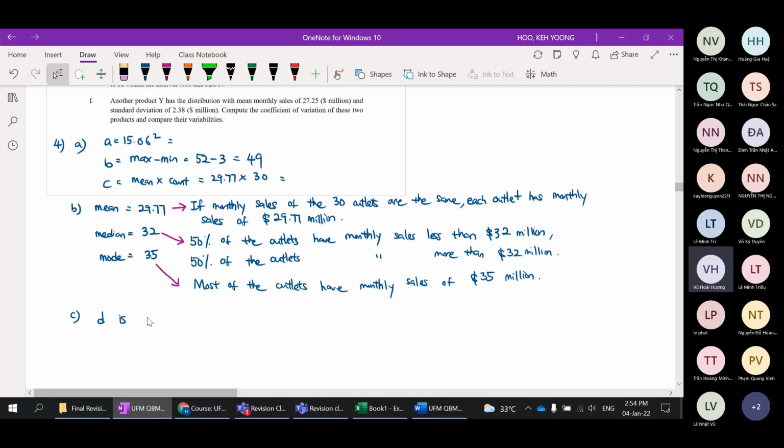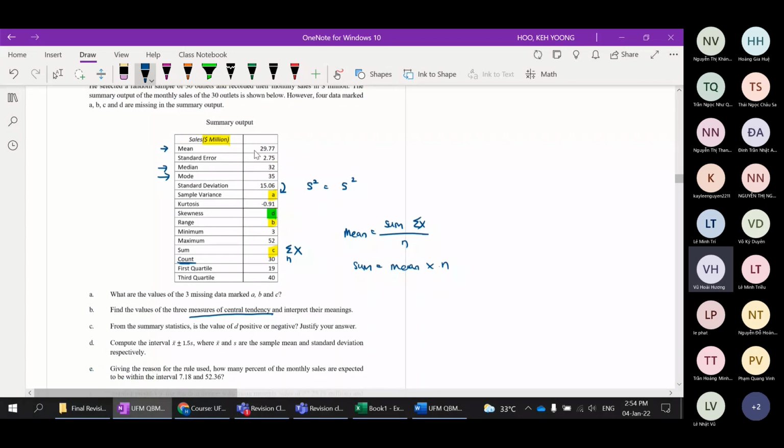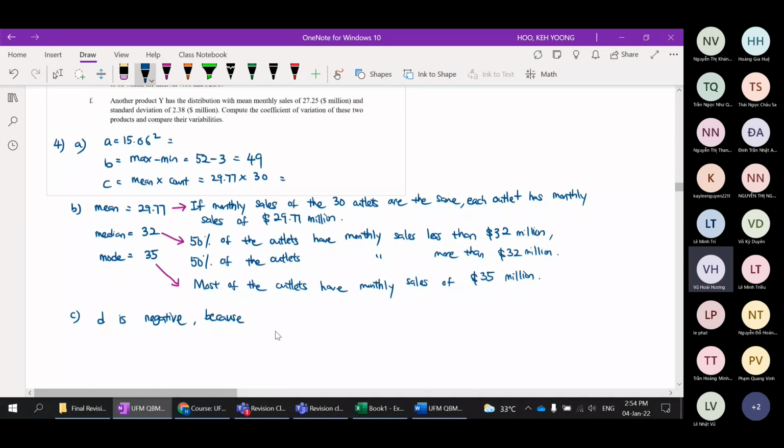Yes, exactly. I've told you the four ways to determine the skewness, right? This is the first way. So D is negative, because the question is asking you to justify the answers. It's negative because mean is smaller than median, smaller than mode. Just write in a shortcut way like this. Good enough already.